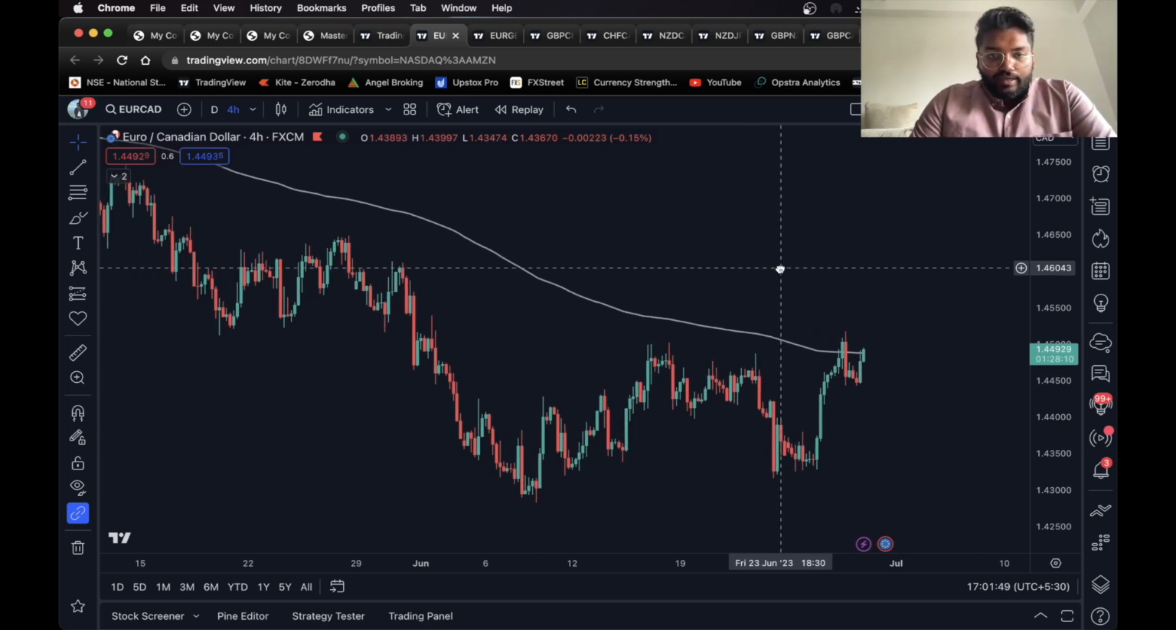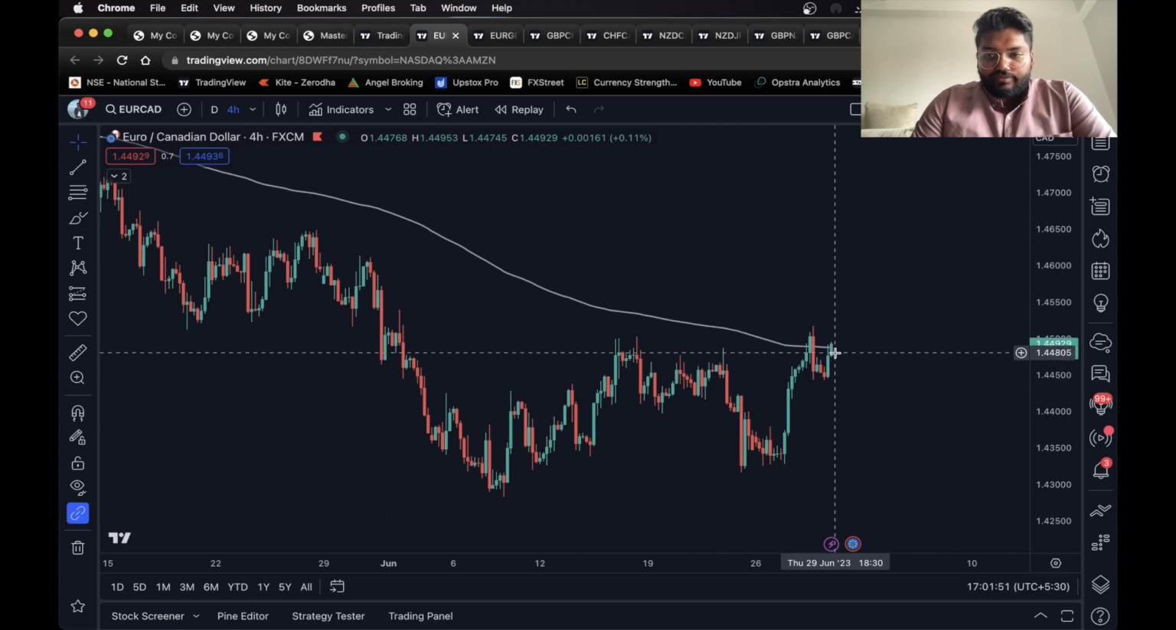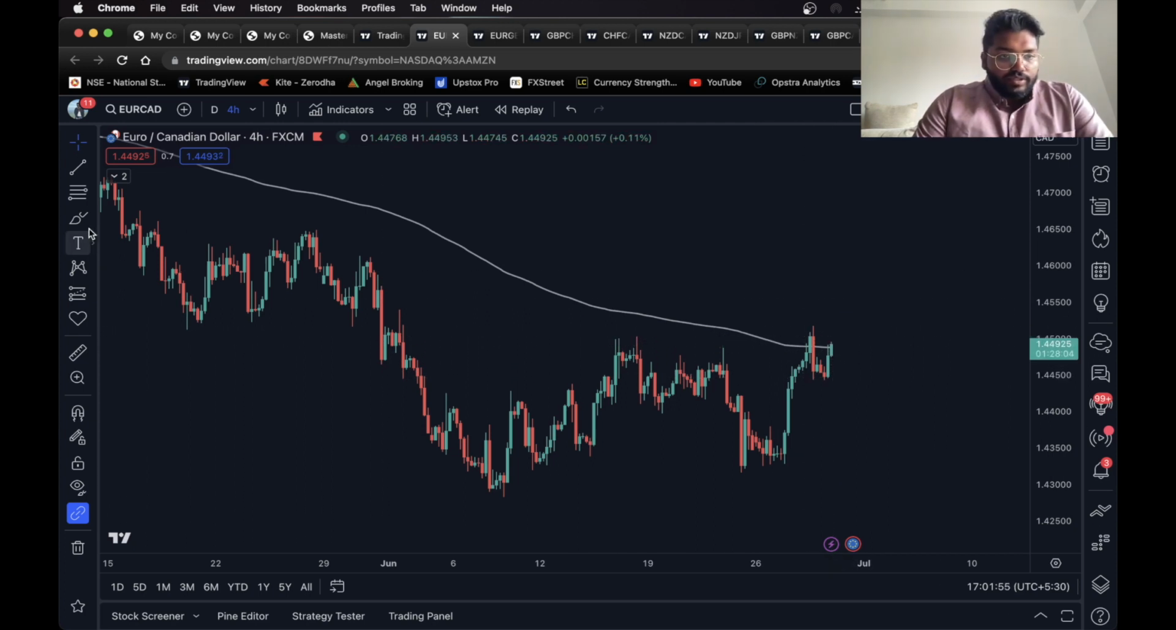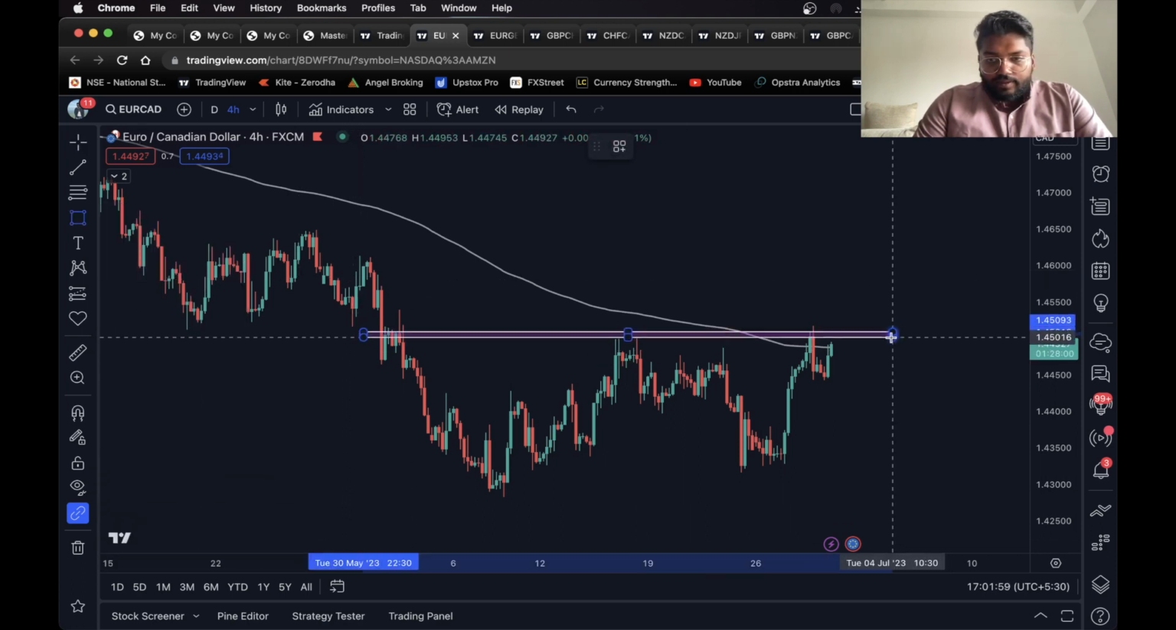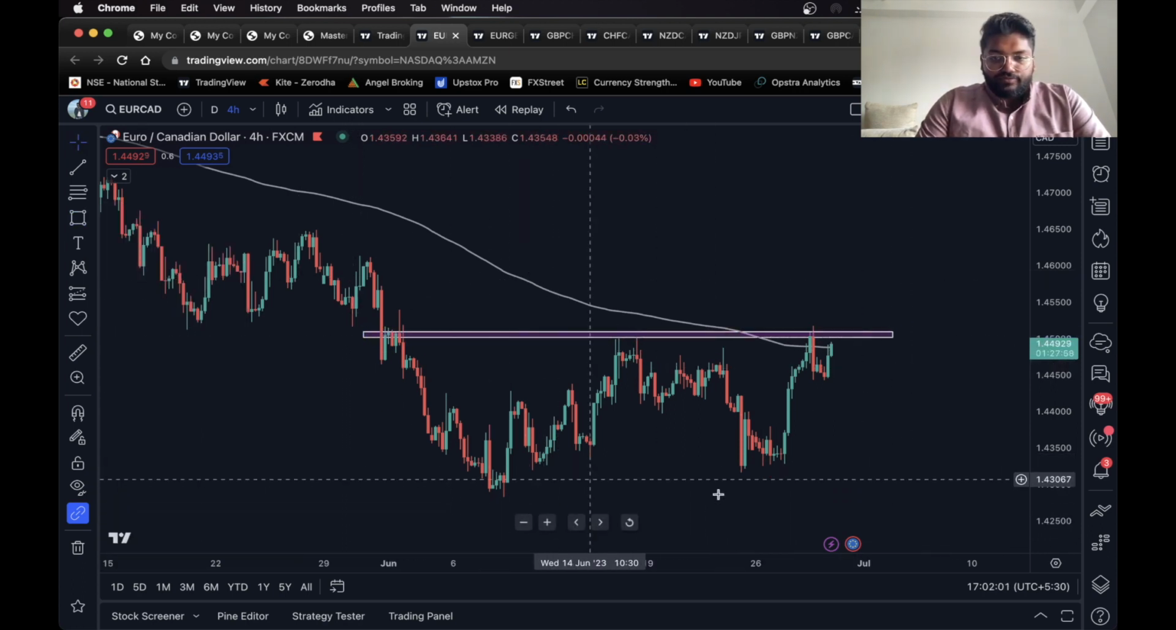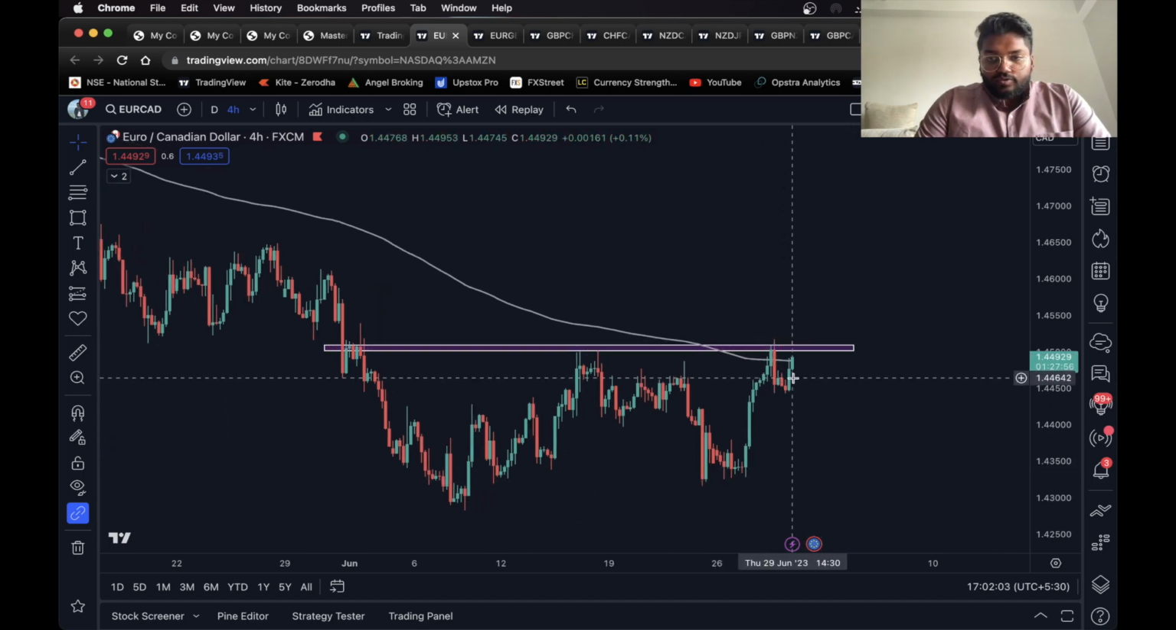This is the 4-hour time frame of Euro CAD, and as you can see, it is giving a breakout on a 200 EMA. What we can do is draw a neckline over here, and as you can see, it has formed a double bottom pattern, right? So once it gives a breakout, a long entry can definitely be taken.